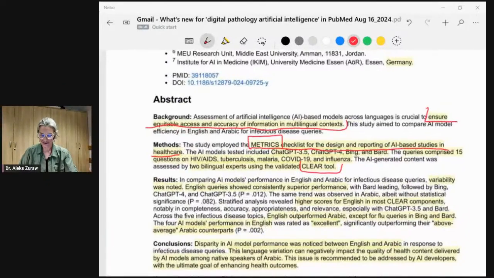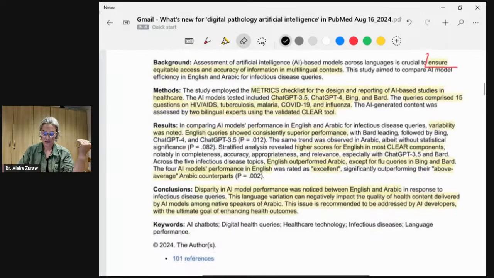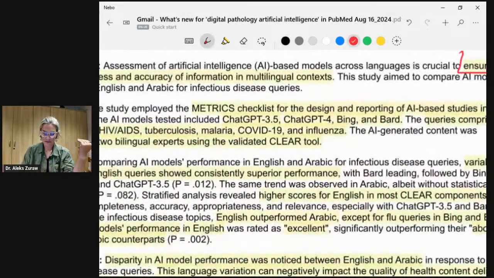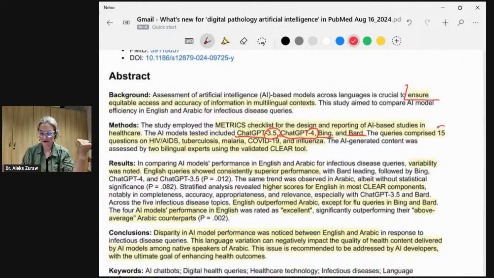But let's move on with this paper. So they used this METRICS checklist, and there is an official checklist on how to check the suitability of those AI-based studies in healthcare. And they asked different models. What were these models? Of course, our friend ChatGPT version 3.5, version 4, then Bing, Bard. And there were queries. They had 15 questions about HIV, AIDS, tuberculosis, malaria, COVID, and influenza.